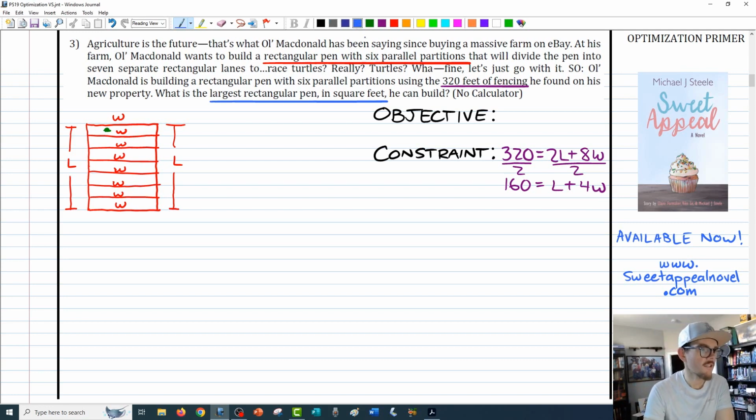Now from here, for the objective function, we want the largest pen in square feet. And I would say right there, the fact that we want it in square feet tells us that our objective function is going to be an area. We want the largest area pen.